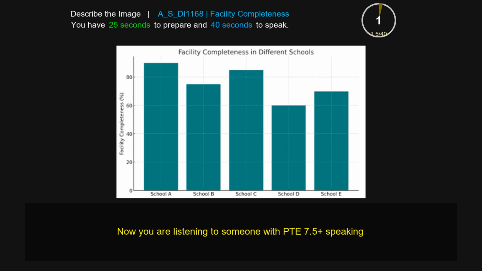The given image provides information about facility completeness in different schools. The y-axis shows facility completeness in percentage from 0 to 80, and the x-axis shows the name of the schools: School A, School B, School C, School D. School A had the highest percentage 85, School C had the second highest 82, and School D had the lowest 60. Overall, the image focused on facility completeness in different schools.